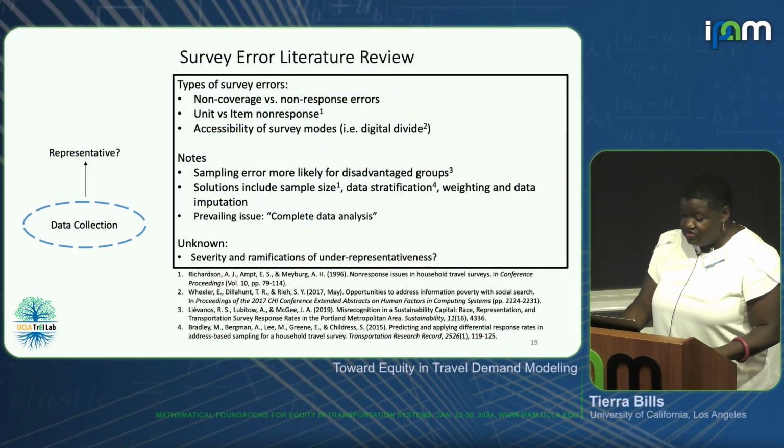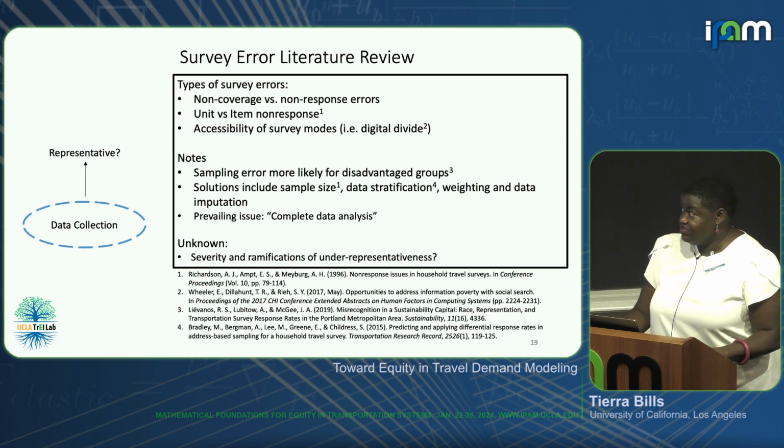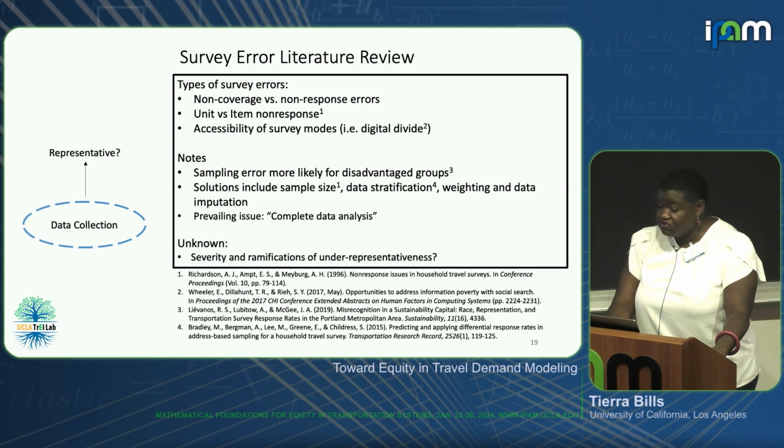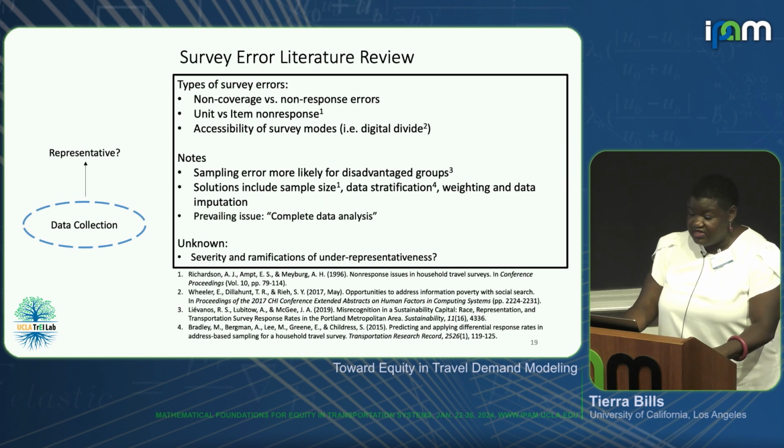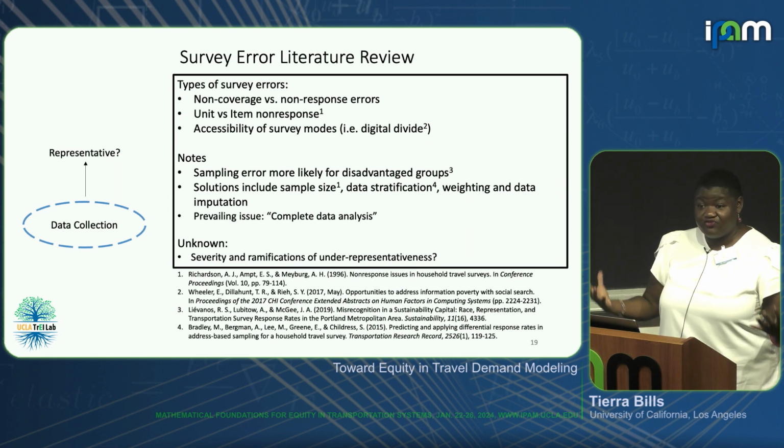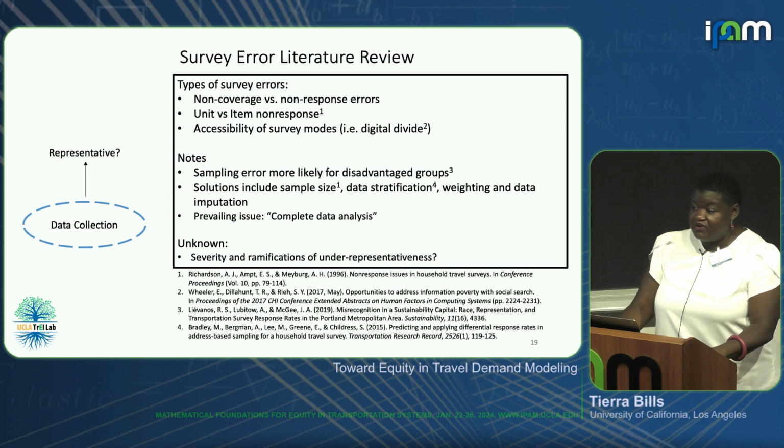So I started to look into what we know about representativeness in household travel surveys, which are still the primary data source for estimating regional travel demand models and also doing academic studies. And there are a number of ways that conventional household travel surveys might be biased or cause us to question representativeness. So we know that there can be non-coverage issues where certain communities or certain persons are not in the sampling frame. We know that there can be non-response issues.